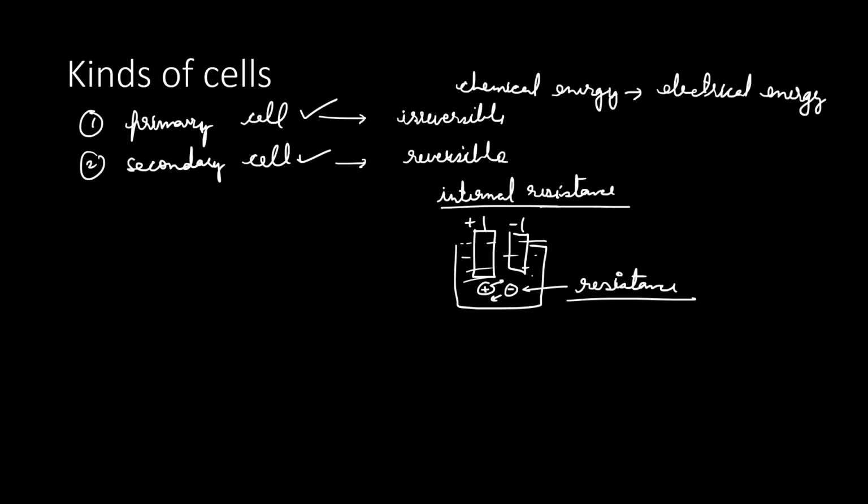So in a primary cell, the internal resistance is more. In a secondary cell, the internal resistance is less. You can also remember the names of some of the primary cells, like simple voltaic cell, Leclanche cell, and Daniel cell. Or what we have inside the remote is a dry cell. Then you have the lithium ion battery that is there inside the phone, which is a secondary cell. And there is the lead acid accumulator, which is generally what the car batteries are. So that is the difference between primary and secondary cell.